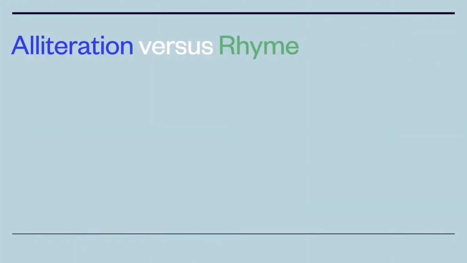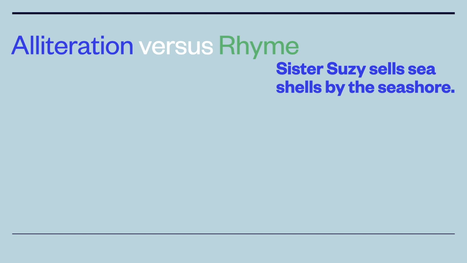Now, as promised, those two other things that aren't quite figurative language, but they show up a lot in our book. Alliteration and rhyme just have to do with the sound of the words. So alliteration is when the beginning sound is all the same. Like, Sister Susie sells seashells by the seashore, right? All the beginning sounds are the same, so it's alliteration.